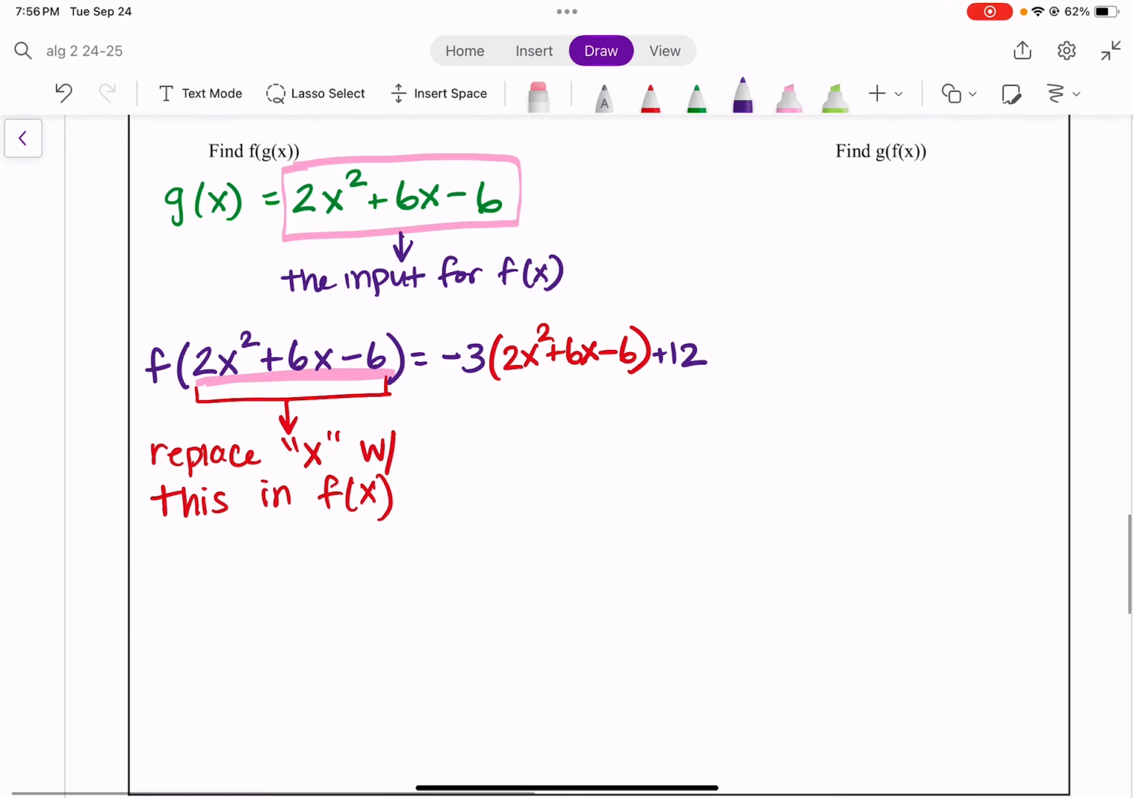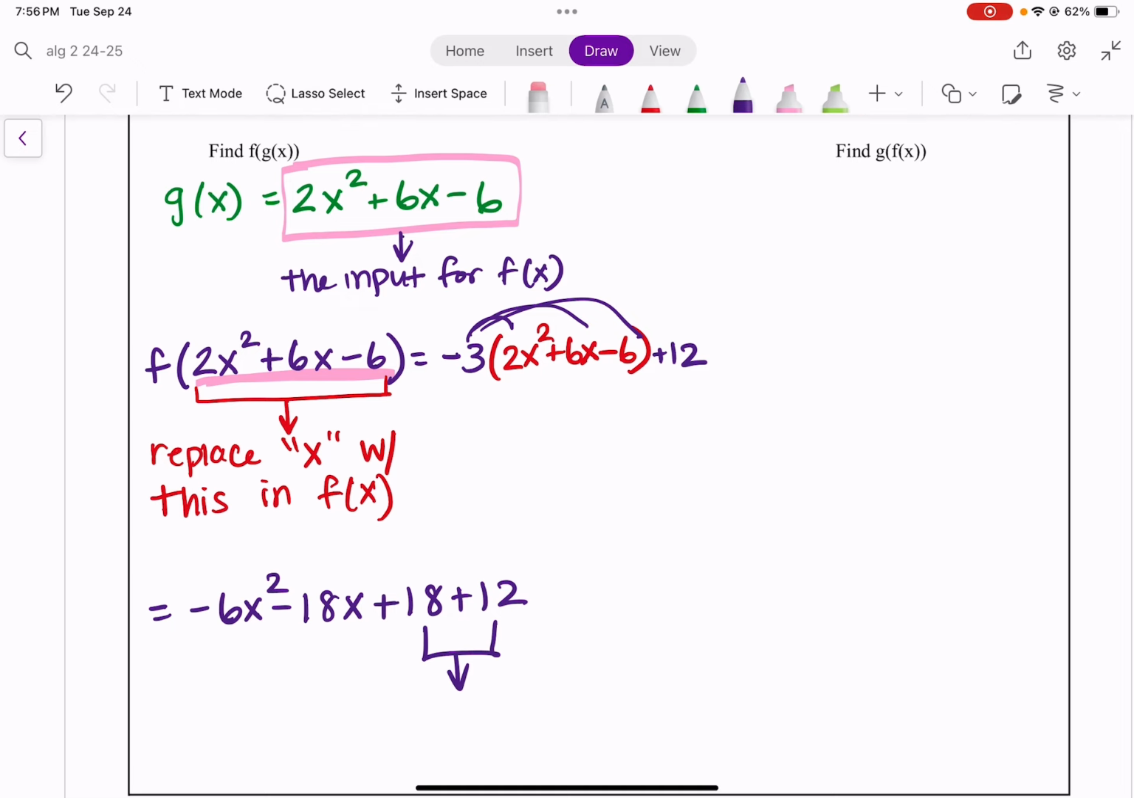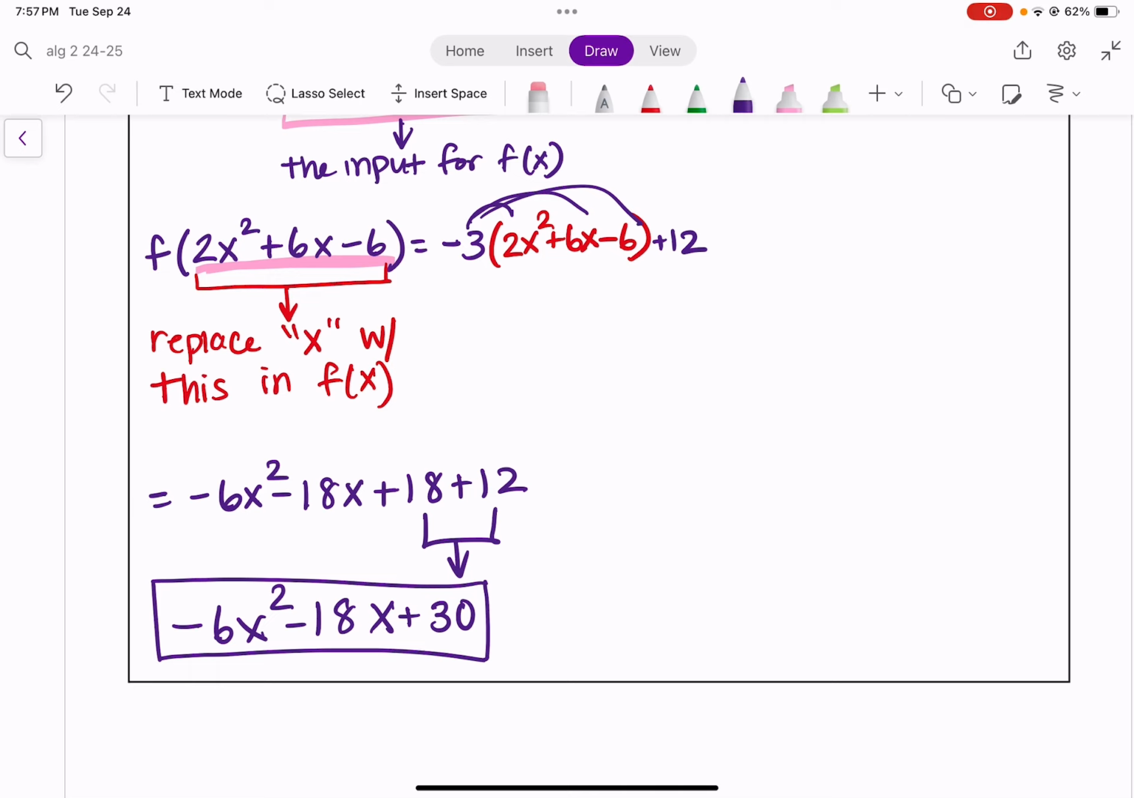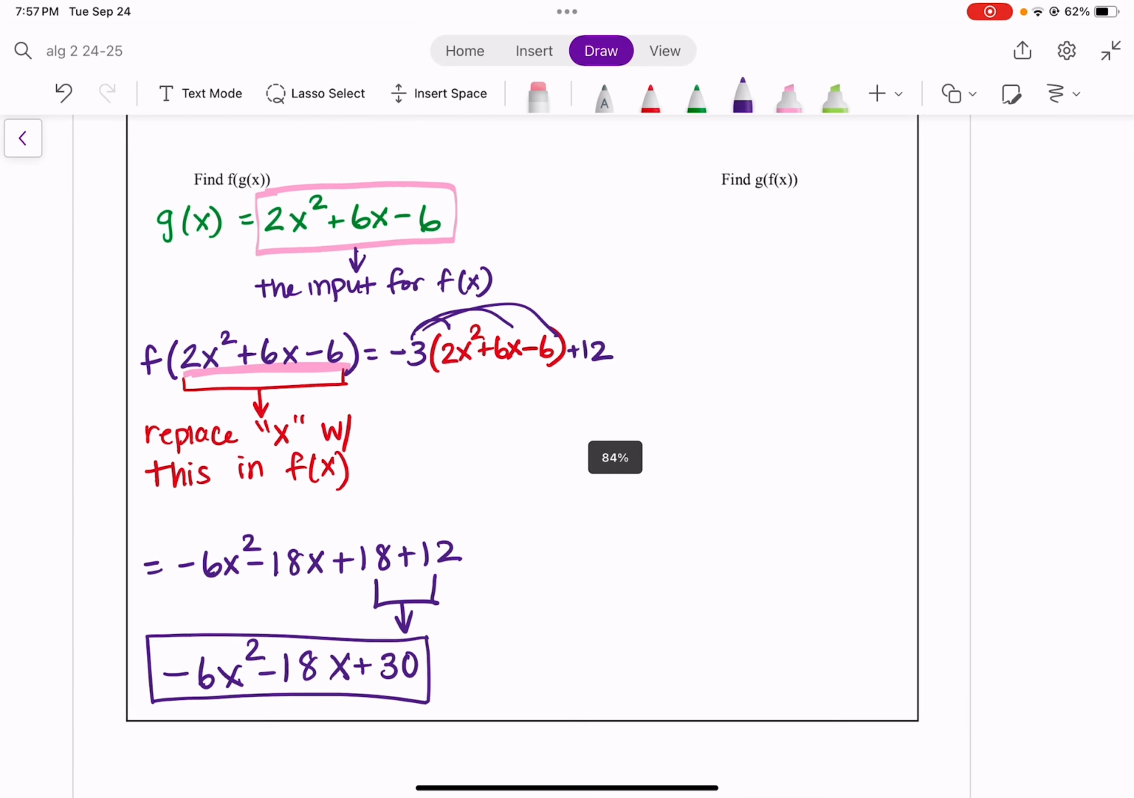And then from here, we just have to simplify. So you have to distribute. We have negative 6x squared minus 18x plus 18 plus 12. And then I can combine my like terms, which is 18 and 12, which becomes 30. So my final answer becomes negative 6x squared minus 18x plus 30, okay?